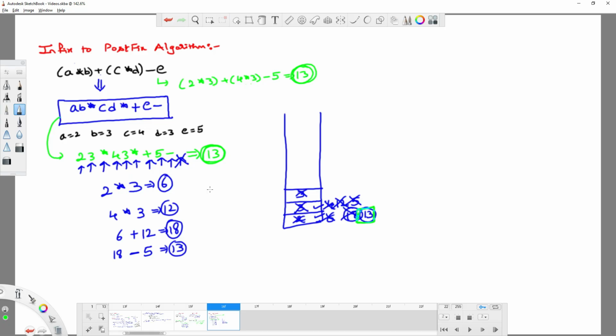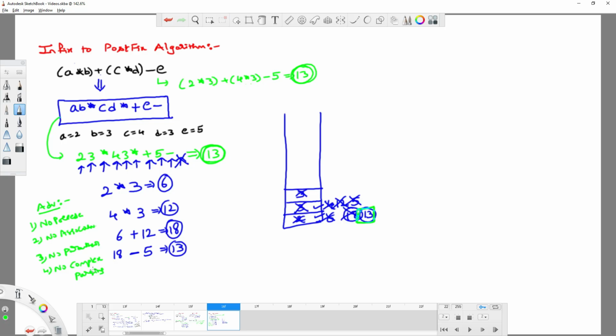But you can observe what the advantages of this one are. Have we followed any kind of precedence? We haven't followed any precedence. No associativity. No parenthesis. No complex parsing. These are the advantages of moving to postfix notation. Okay, fine.